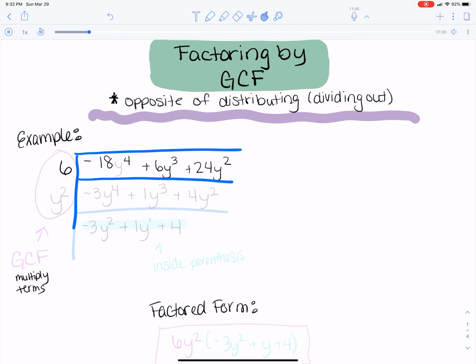So when I factor that out, I'm dividing it out. So negative 18 divided by 6 is going to give me negative 3, and the y to the 4th is still attached to it. Plus 6 divided by 6, well, anything divided by itself is 1, so I have 1y cubed. Plus 24 divided by 6 is going to give me 4y squared. All right, so now we're going to look at each of our 3 terms that's on the inside and determine if there's anything else that I can try to factor out. Well, each of these terms still have y's. So we can still factor out a y.